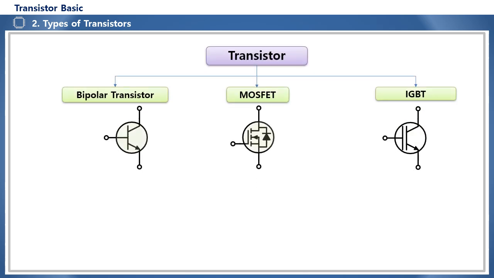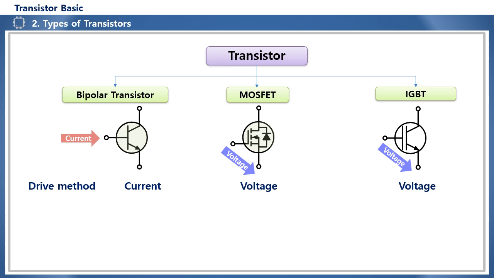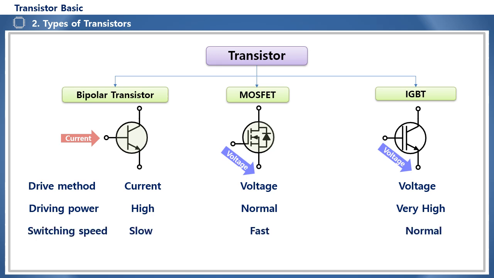Let's compare the characteristics of three types of transistors: bipolar transistors, MOSFETs, and IGBTs. First, looking at the driving method, we can see that the bipolar transistor is controlled by the base current, and the MOSFET and IGBT are driven by the gate voltage because they have an insulating structure where the gate is separated from the channel. In terms of driving power, the IGBT is the largest, followed by the bipolar transistor and then the MOSFET. The switching speed of MOSFET is the fastest, followed by IGBT and bipolar transistor.